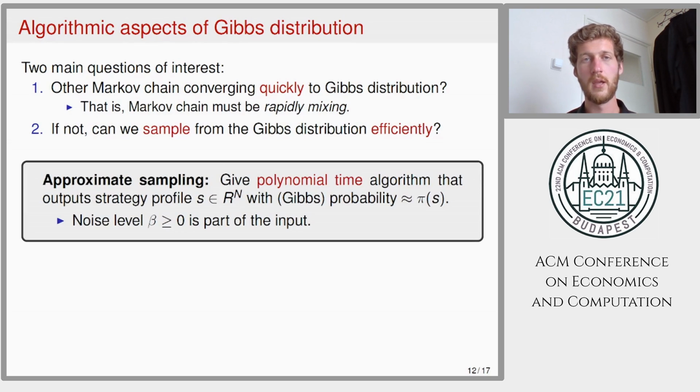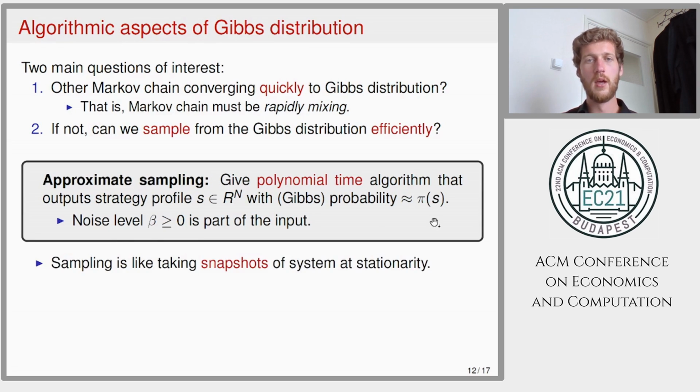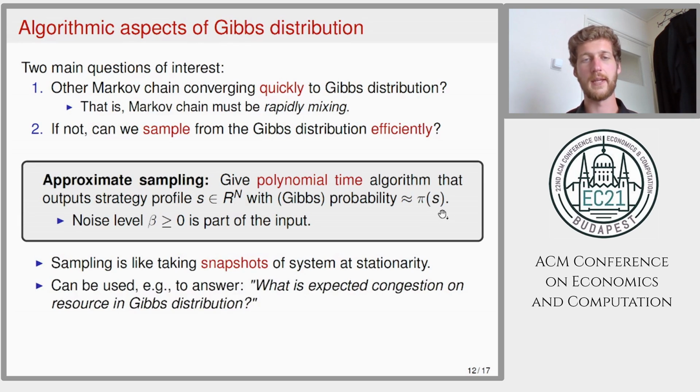I should also say what I mean by sampling. Sampling is meant in terms of approximate sampling, which is the task of coming up with a randomized polynomial time algorithm that outputs every strategy profile with a probability that is more or less the Gibbs distribution. For those not really familiar with sampling, you can think of this as taking snapshots of your system at stationarity. You run this Markov chain, it might take a long time to converge, but you nevertheless want to say something about what the equilibrium distribution looks like, and then sampling is the right problem to solve here. It can also be used to answer, for example, a question such as what is the expected congestion on a resource in this equilibrium distribution.